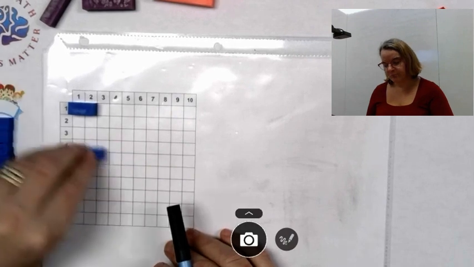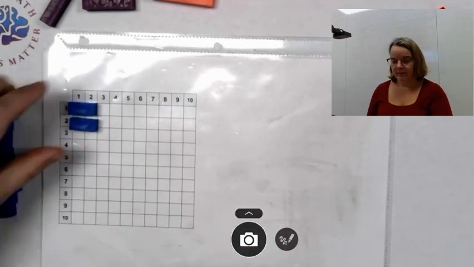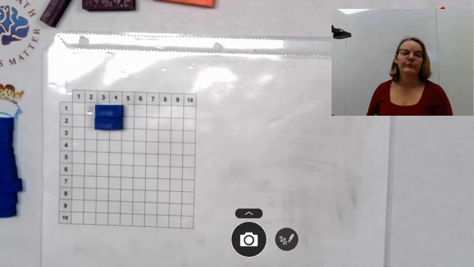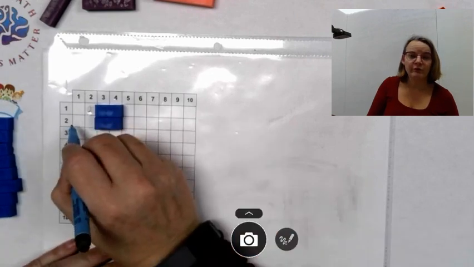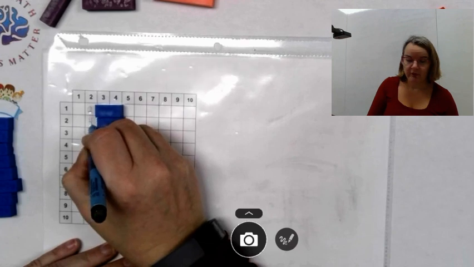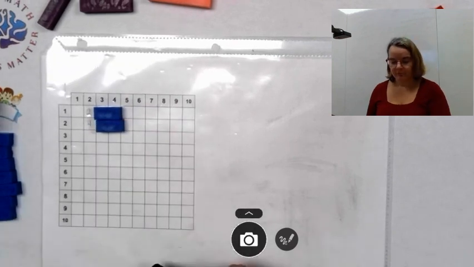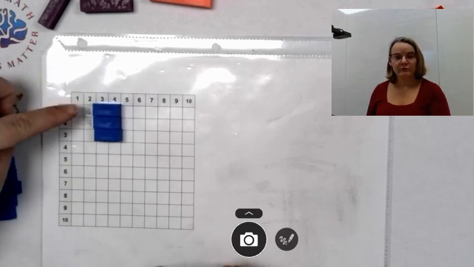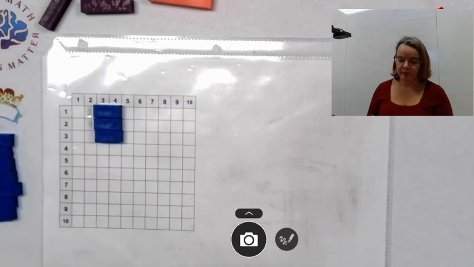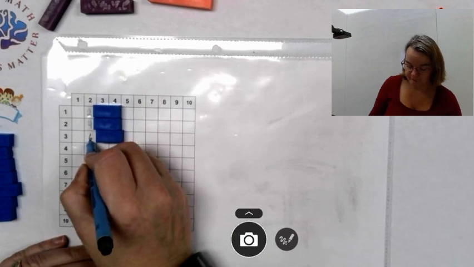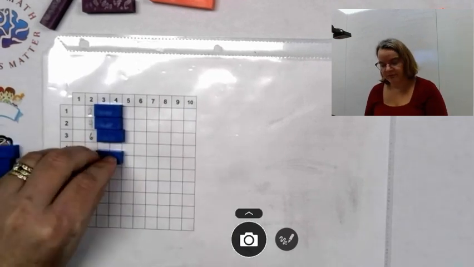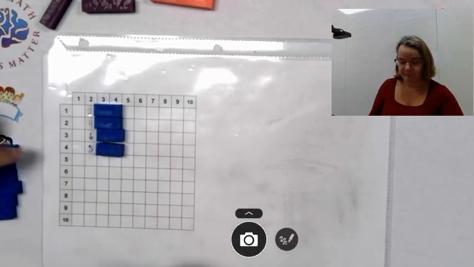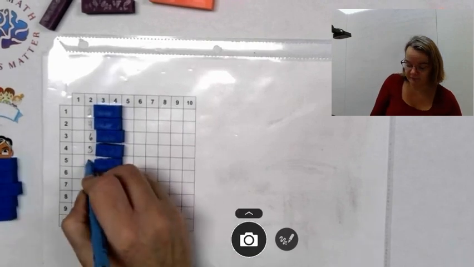2 2s, when I put that on there, has an area of 4. So I'm just going to move it over to the side for now. 1 2, 2 2s has an area of 4. 3 2s has an area of 6. Now, a student might just start building on the side so they don't have to keep moving it out of the way. 4 2s would have an area of 8. 5 2s would have an area of 10.